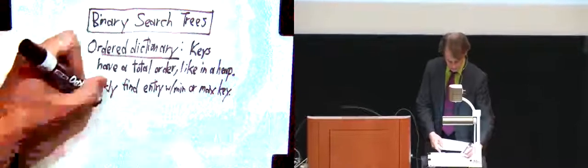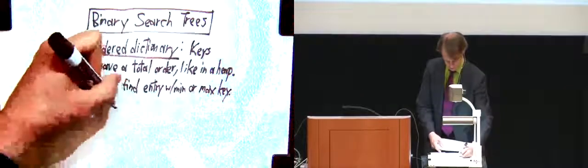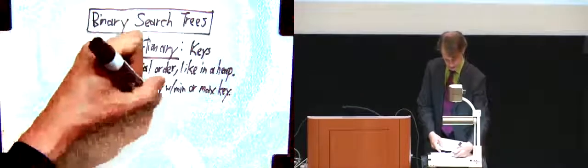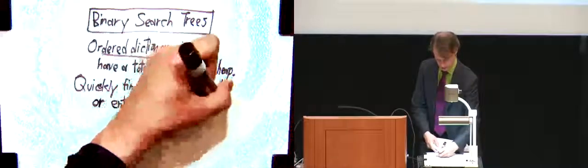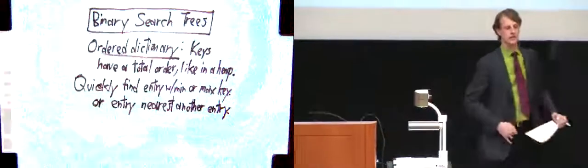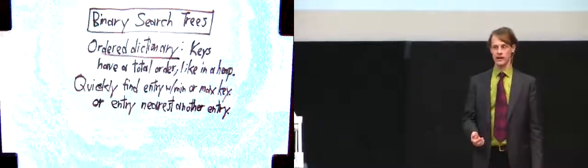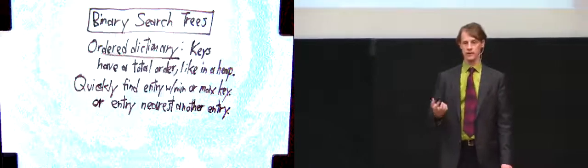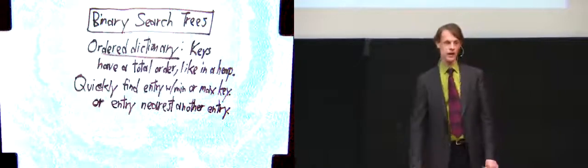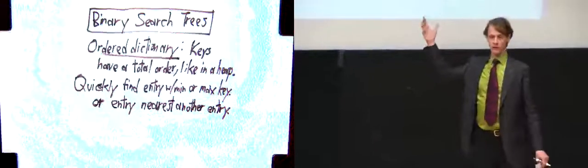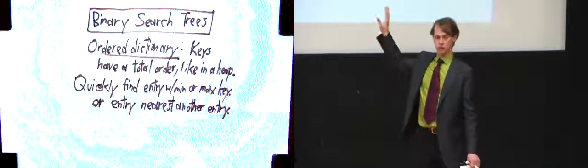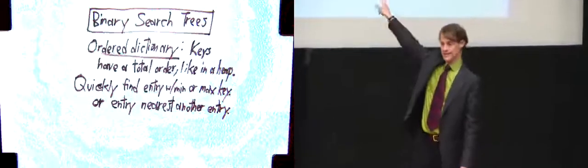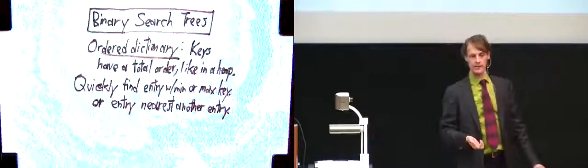But it is faster than just doing it with a list, usually. Or you can find the entry nearest another entry. So for instance, I can ask a question like, give me the smallest number that is bigger than 7 in this ordered dictionary. And you can do that kind of query relatively efficiently. So again, an ordered dictionary does everything a dictionary can do, plus these additional things: finding minimum or maximum keys, find minimum key greater than something, maximum key less than something.